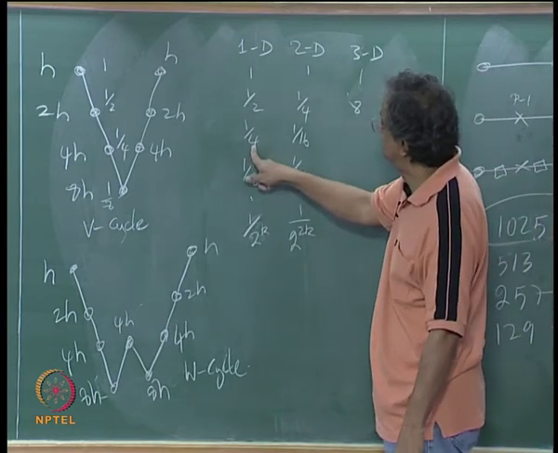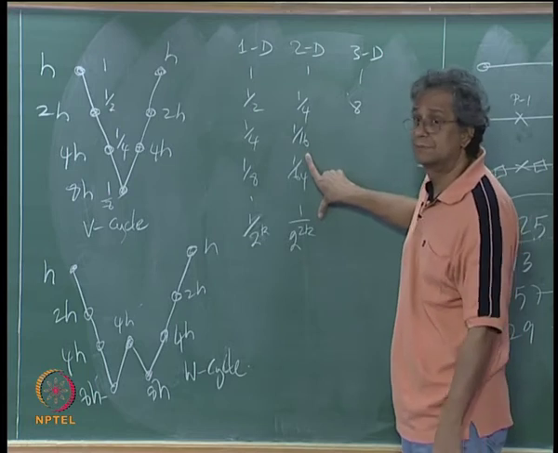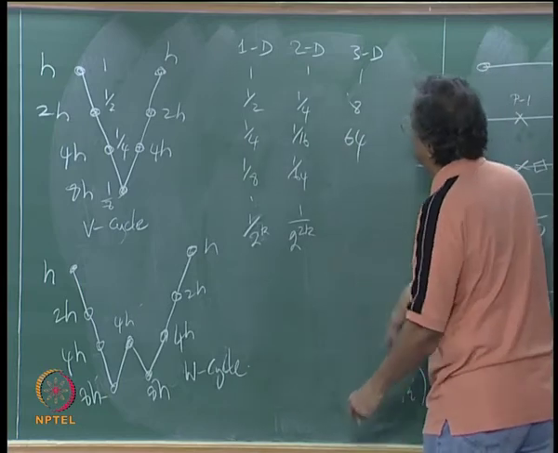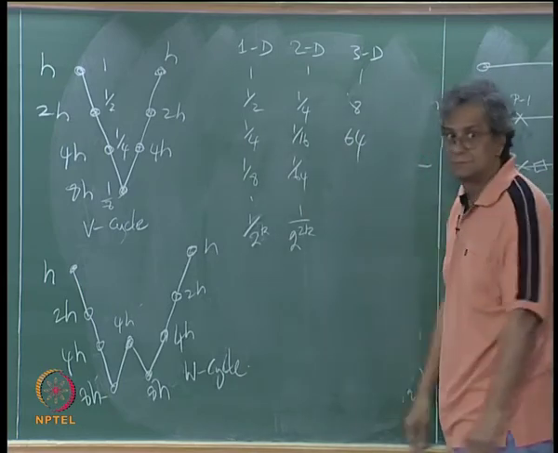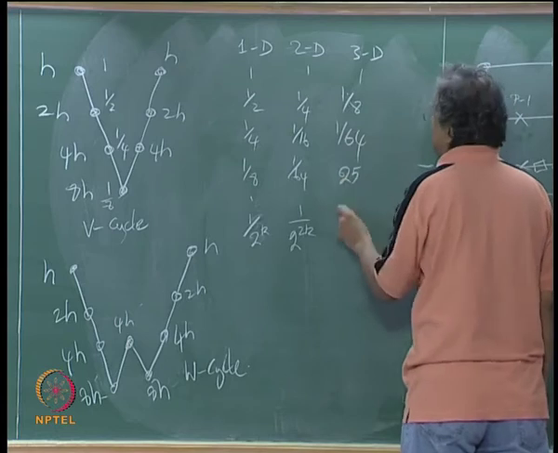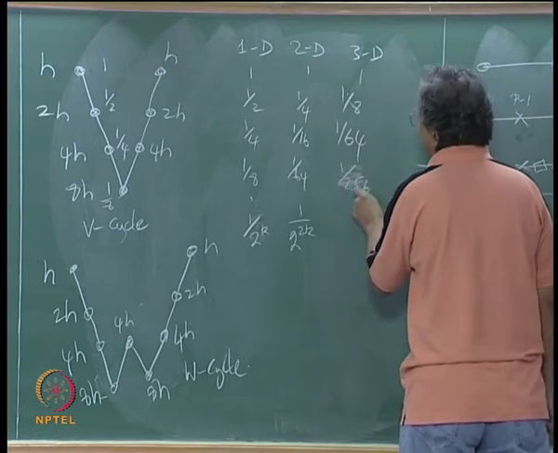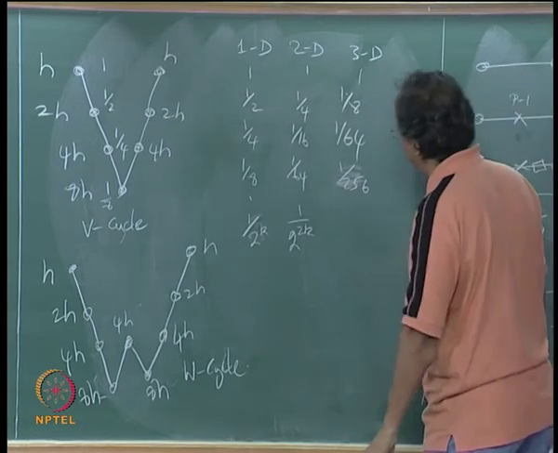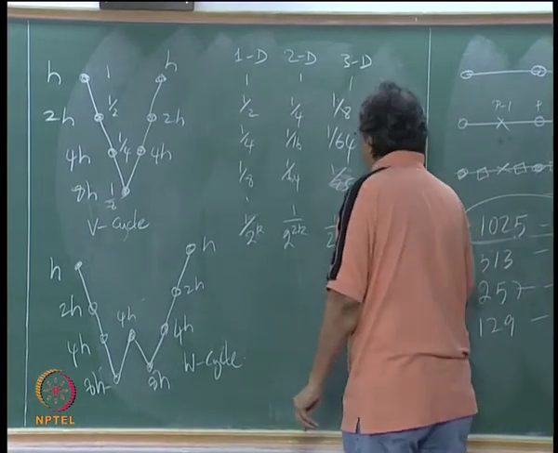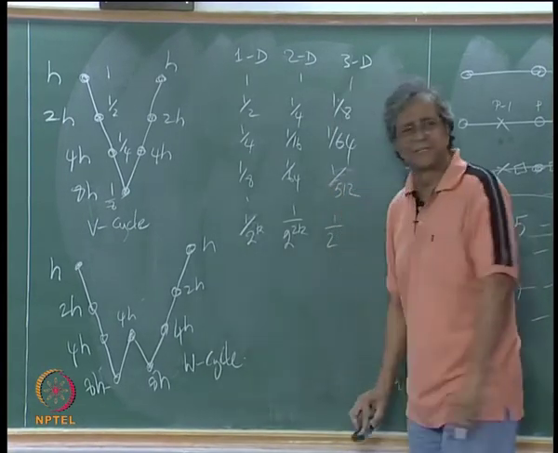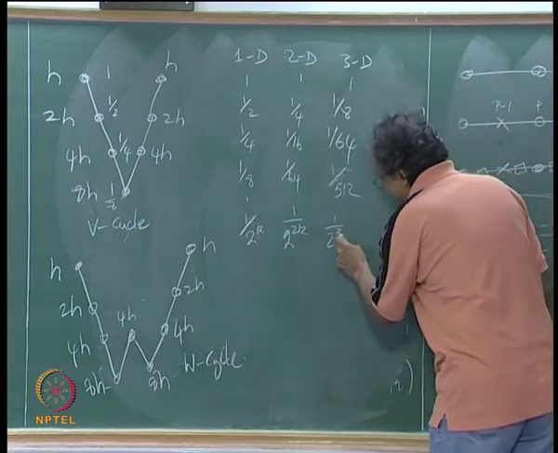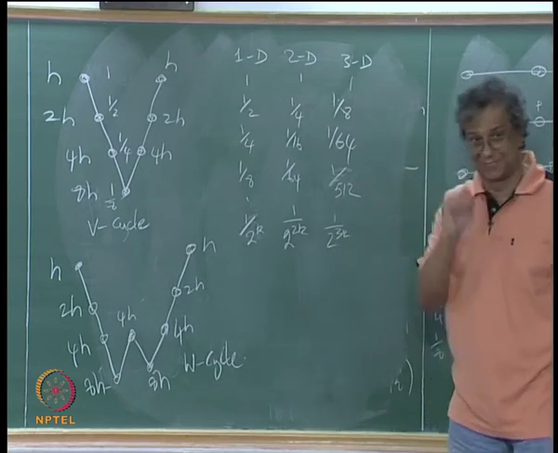This is 2 power 2, 2 power 4, 2 power 6, 64. So this is going to give me 2 power 8, 256. The powers of 2 are worth knowing, but you have to make sure you pick the right power of 2. No use knowing the powers of 2 if you pick the wrong power of 2. Okay, fine.